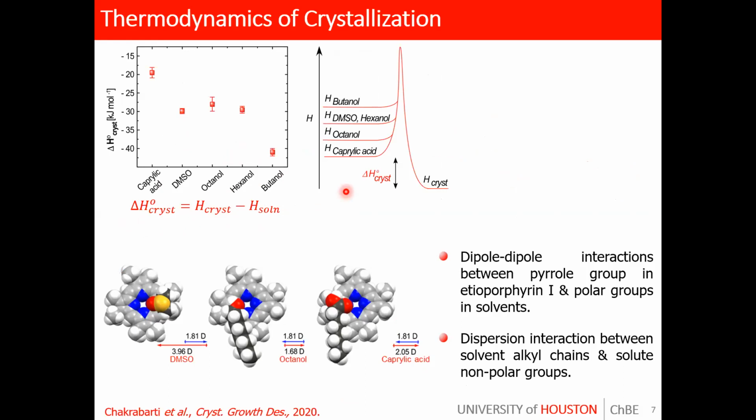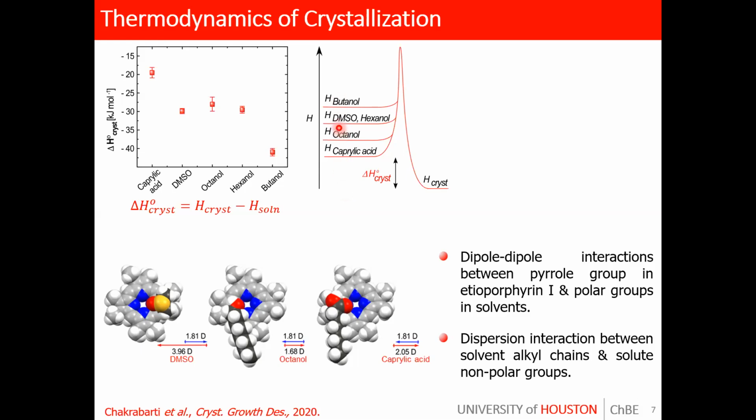And this is actually a comparative schematic plot of solution enthalpies of etioporphyrin 1 in different solvents. Understanding this solution enthalpy will give us an insight into the different solute-solvent interactions and which interactions dominate the solution thermodynamics. A lower solution enthalpy indicates a stronger solute-solvent interaction.